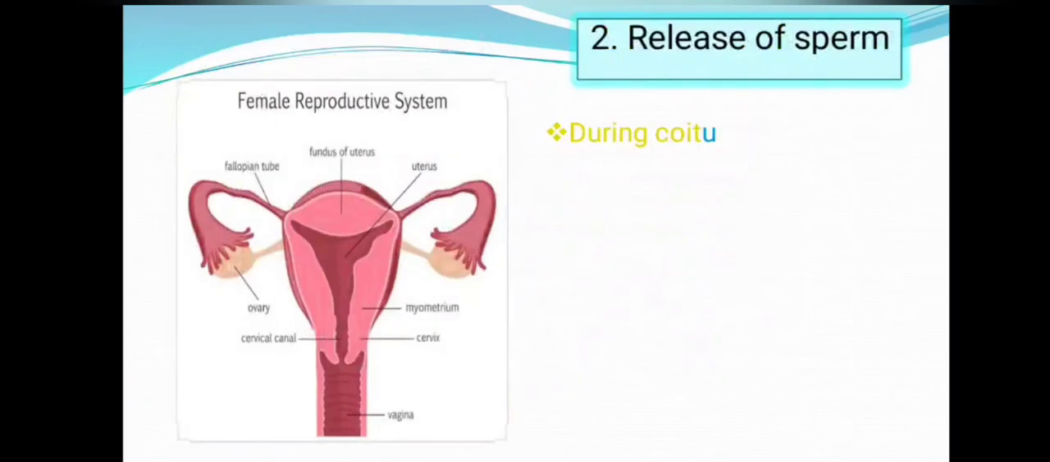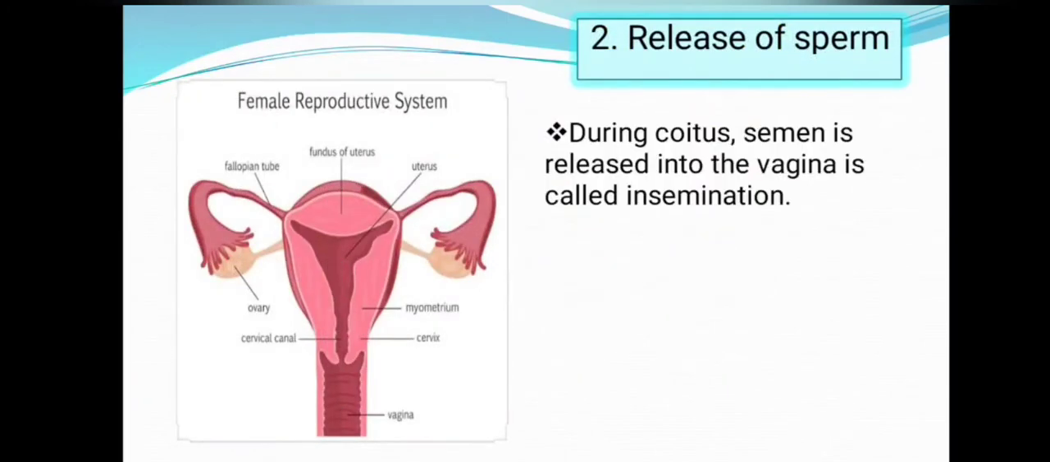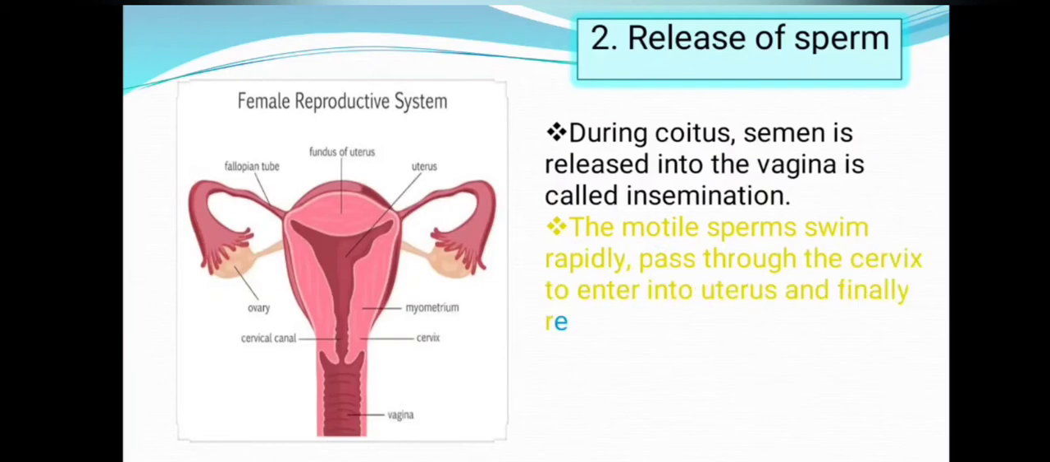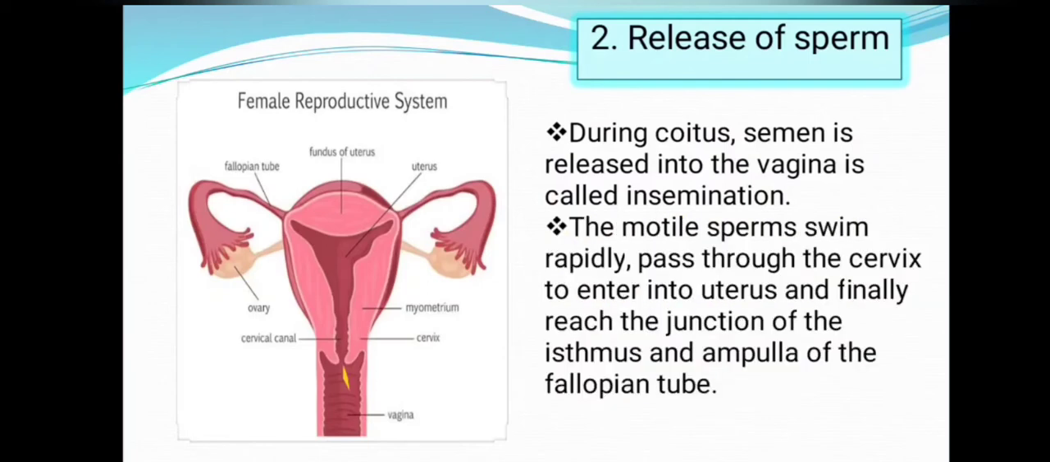So second is the release of sperm. During intercourse or the coitus, semen is released into the vagina, which consists of sperms and seminal fluid. This process is called as the insemination. The motile sperms, which swim rapidly, pass the cervix and enter into the uterus and finally reach the junction of the isthmus and ampulla of the fallopian tube, that is the site for fertilization.